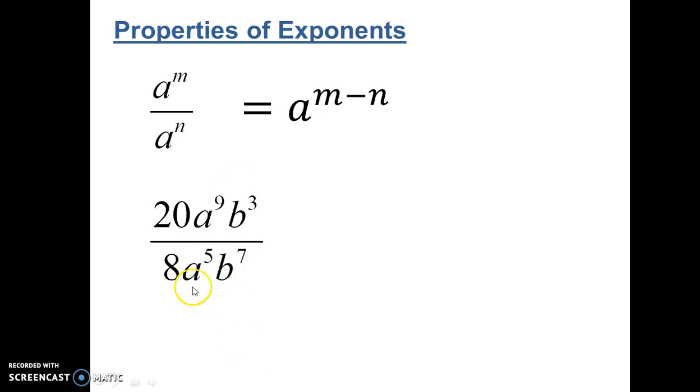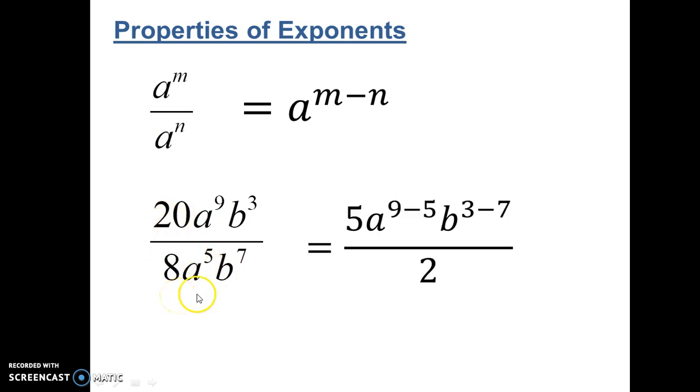Here's another example, with a little bit more going on in this expression. First, we'll reduce 20 over 8. 20 over 8 reduces to 5 over 2 if I divide both of these by 4. Then the rule about subtracting: you have a to the 9th here, a to the 5th, so I do 9 minus 5. And b is 3 and 7, so I do b to the power 3 minus 7.